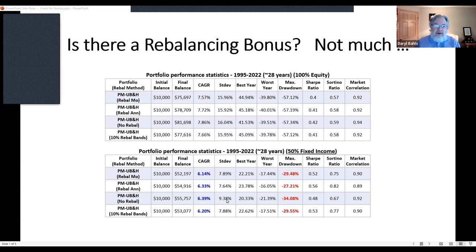And the standard deviation, in other words, the roughness of the ride, is higher. For the monthly, annually, and the rebalance bands, it's around 7.7, 7.8% in terms of standard deviation. But if you never rebalance, it's up about 9.4%. Whereas with the 100% equity portfolio, all those numbers are roughly the same. The standard deviation, the worst year, the max drawdown, they're all about the same between all the different methods. But once you add fixed income to it, never rebalancing gets you really out of whack.